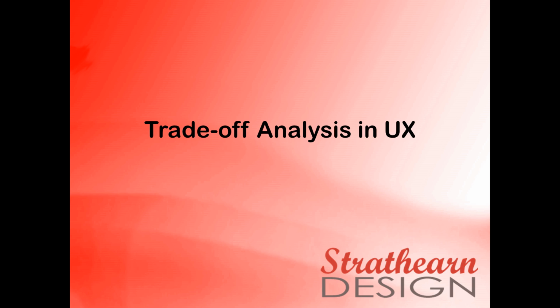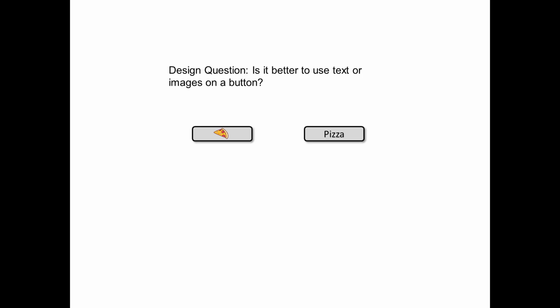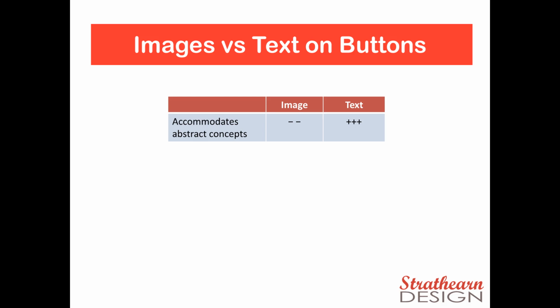Now let's go on to a slightly more complicated example and actually look at a framework for how to do trade-off analysis. The design question we're going to look at is: is it better to use text or images on a button? And pretty much there's an established answer out there, which is that text is superior in most cases, and we'll see why. So here's the first example of the analysis, and I'm picking a dimension here, and that dimension is whether the design essentially can accommodate abstract concepts.